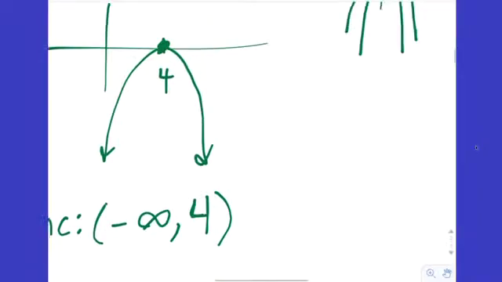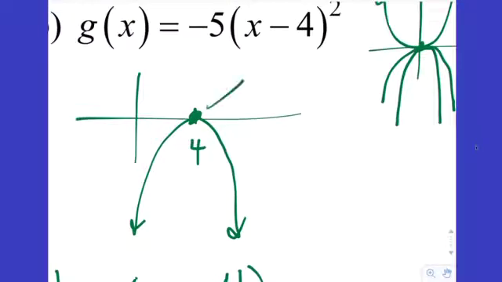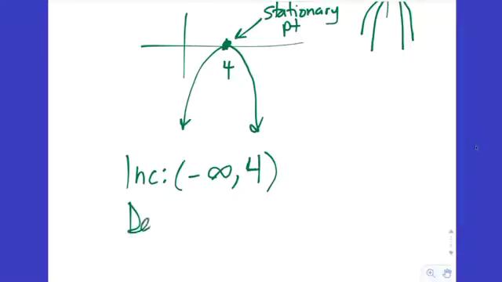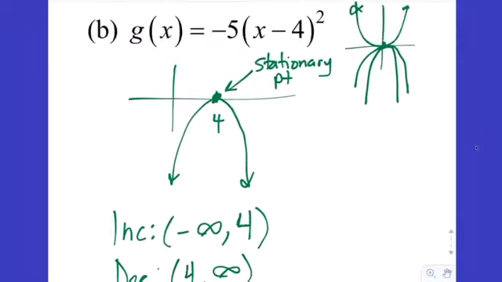And then on the right-hand side, there's another stationary point up here, by the way. That's a stationary point because it is constant right there at the top, which it doesn't matter. That's why we use open intervals. This one is decreasing to the right of 4, so from 4 to infinity. So this is all local behavior that we're looking at today.